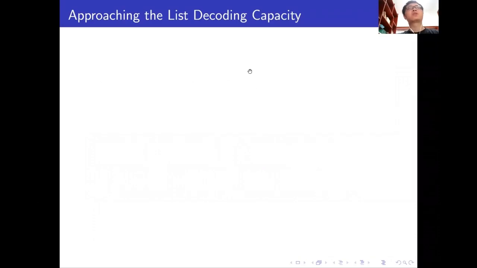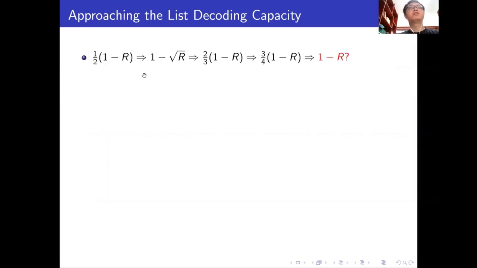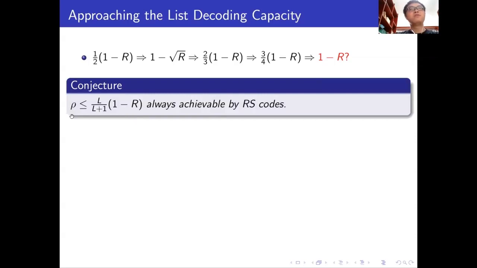In the next few minutes, I want to say something about approaching the list decoding capacity. We know that the decoding radius for unique decoding is 1/2 times (1 minus R), which can be improved to 1 minus square root of R by the Johnson bound for list decoding. And we further improve it to 2/3 and 3/4 times (1 minus R). But there is still a gap from the list decoding capacity 1 minus R. It is a very interesting question to ask whether RS codes can finally achieve the list decoding capacity. More precisely, we have this conjecture which states that this bound is always achievable by RS codes.